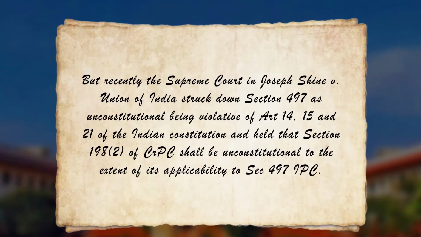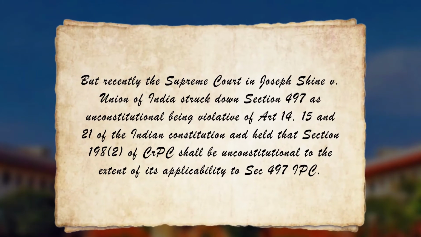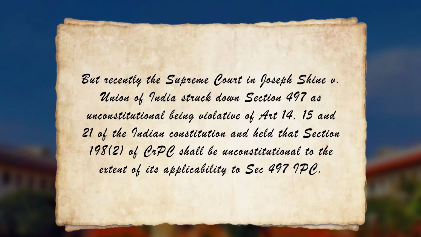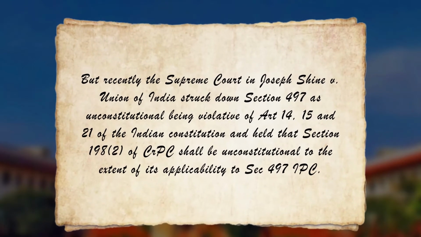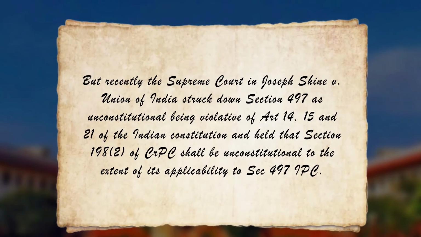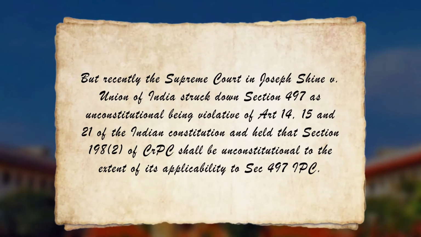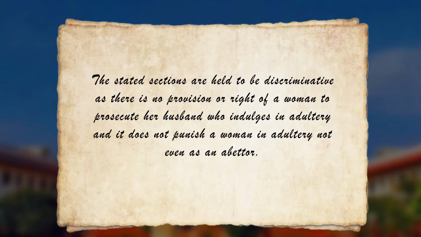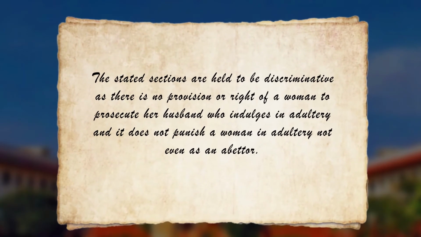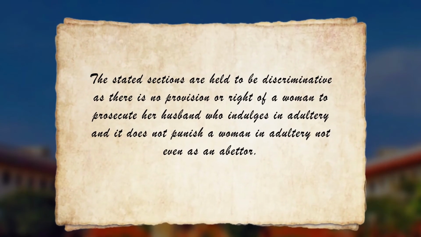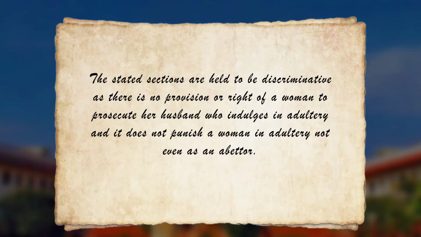But recently, the Supreme Court in Joseph Shine vs. Union of India struck down Section 497 as unconstitutional, being violative of Articles 14, 15 and 21 of the Indian Constitution, and held that Section 198(2) of CrPC shall be unconstitutional to the extent of its applicability to Section 497 IPC. The stated sections are held to be discriminative as there is no provision or right of a woman to prosecute her husband who indulges in adultery, as it does not punish a woman in adultery, not even as an abettor.